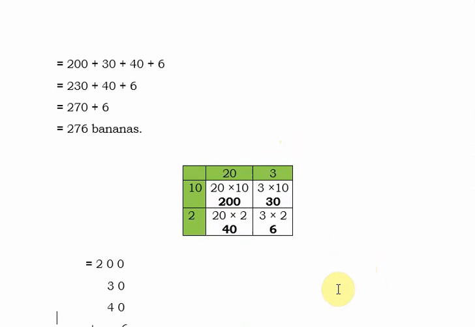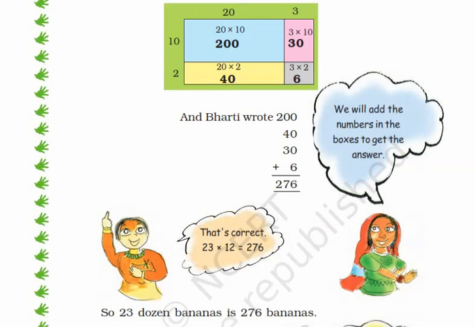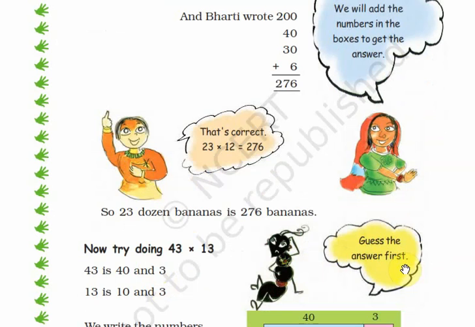Okay. So I hope you have understood this. We will explain both the methods in detail in the next question also. Many questions of the same method are there. Next question we will do in both the ways. You can see the next question here, 43 into 13. So we can do this answer in both the methods in the next class.